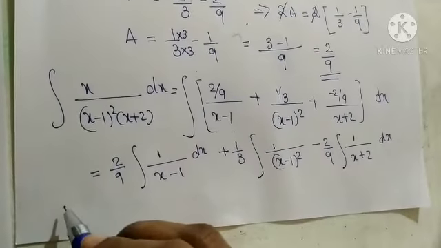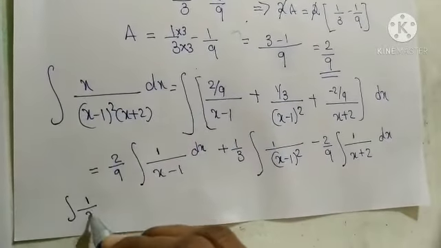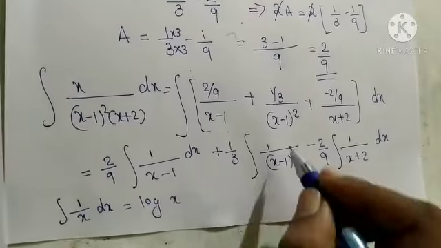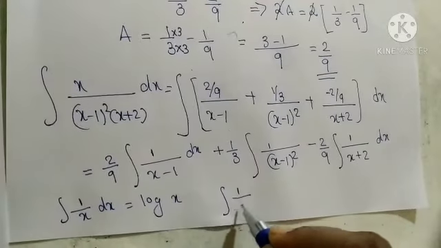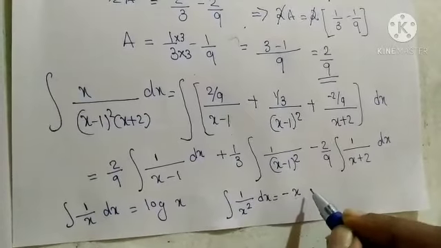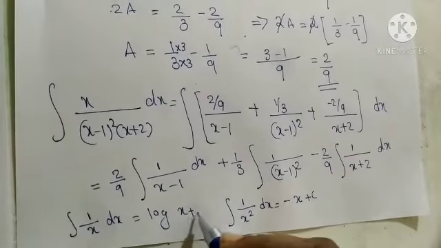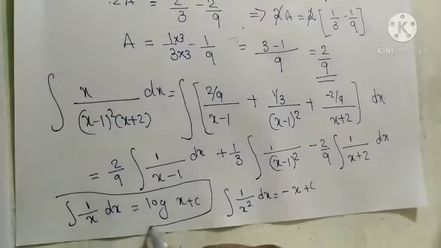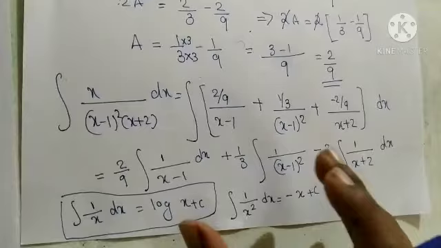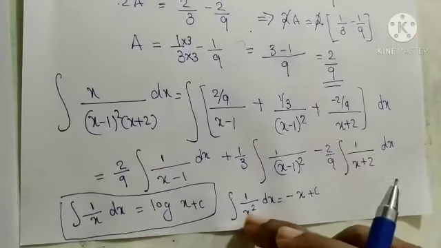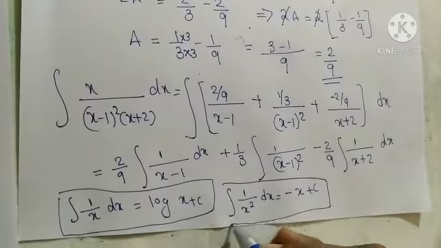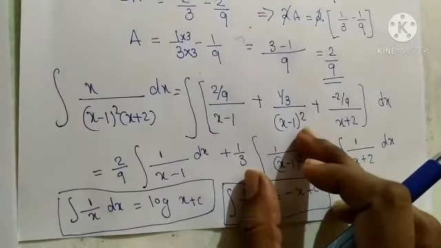And here also I am going to calculate the value of the integral. We know that the standard integral of 1 by x dx is log x, and the standard integral of 1 by x square dx is minus 1 by x plus c. So, replacing this x by x minus 1 and here x plus 2, we get the values, and also by replacing this x by (x minus 1) square, we get the value of the integral.